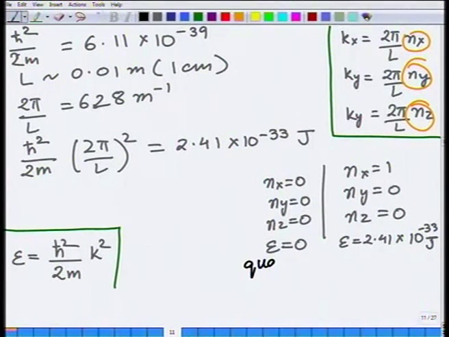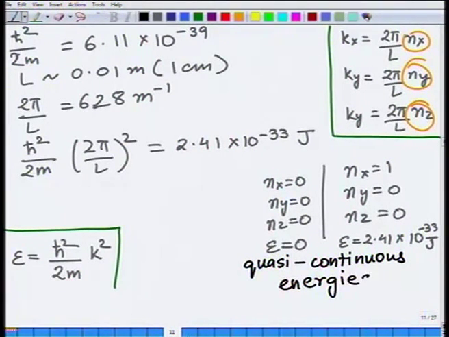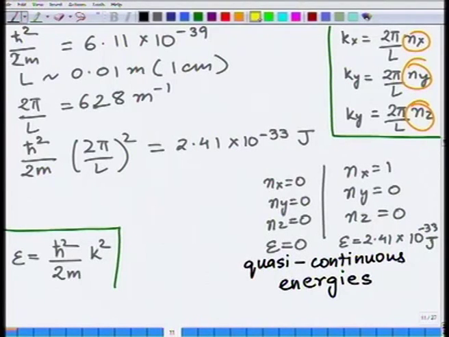So, we can think of quasi continuous energies, meaning thereby that as nx, ny, nz integers change, kx, ky, kz change by a very small amount. Therefore, the energies, though discrete, are changing by a very small amount. So, it will appear as if it is quasi continuous energies. You can think that energies are almost continuous, though in principle they are discrete, as they should be in a quantum mechanical system. So, let us go further.